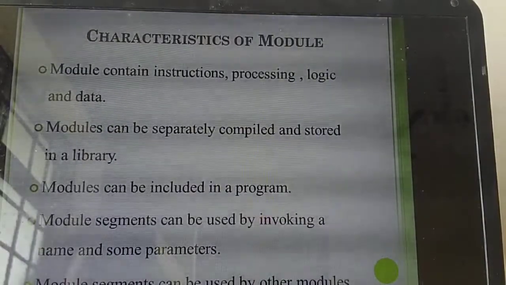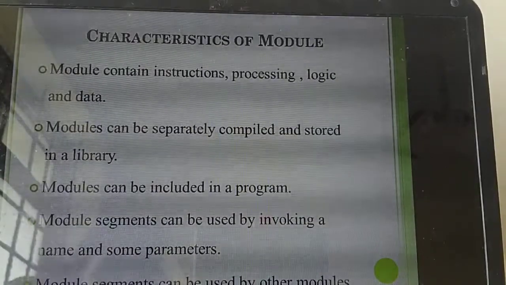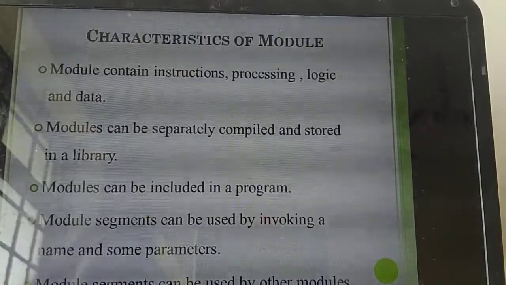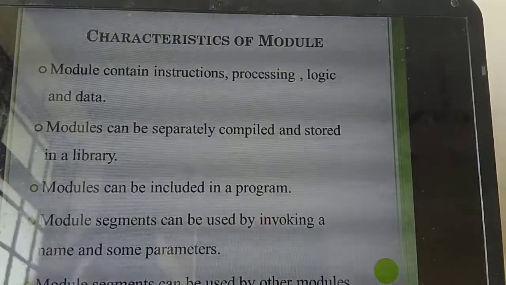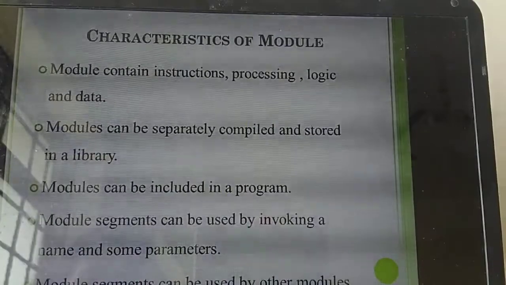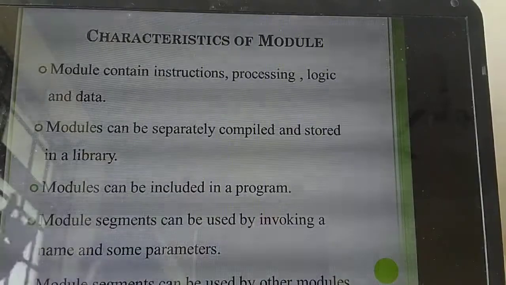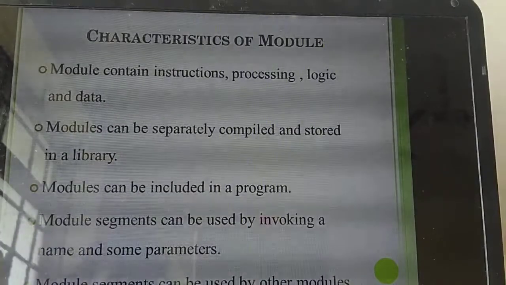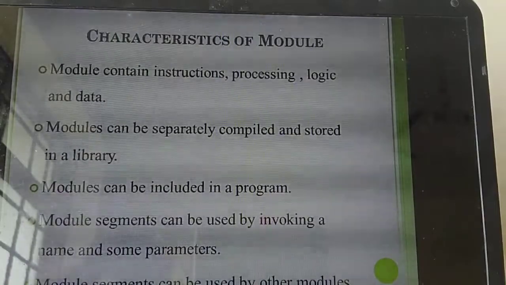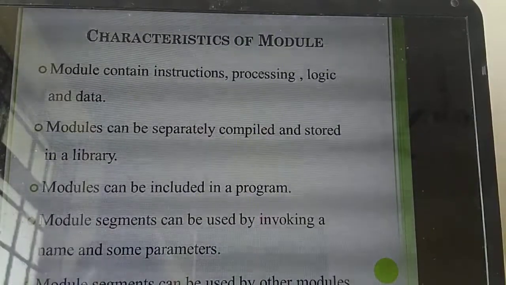So what's the first characteristic? A module contains instructions, processing, logic and data. That means instructions: how you are going to do this program or how you are going to implement this. Then processing: how you are going to run the program, what's the output. Logic and data: what's the technology here, what functions you are using, what variables you are declaring. Understand? What is the first point? A module contains instructions, processing, logic and data. Understand the first point? Now itself you study, please.